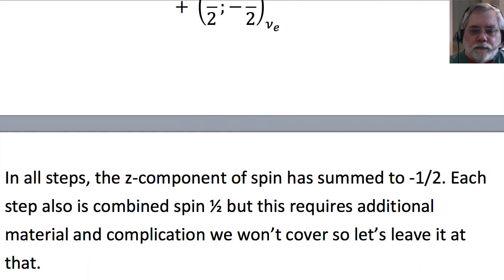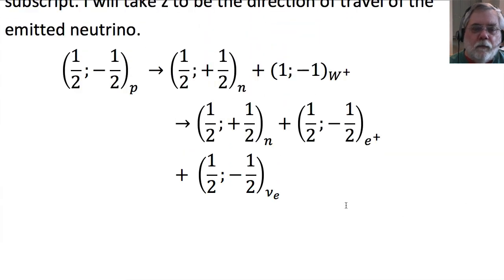In all steps, the z component of spin summed to minus 1/2. We started out with minus 1/2. Here we have plus 1/2 minus 1. And here we have plus 1/2 minus 1/2 minus 1/2. So it always summed to minus 1/2 for the z component of spin.